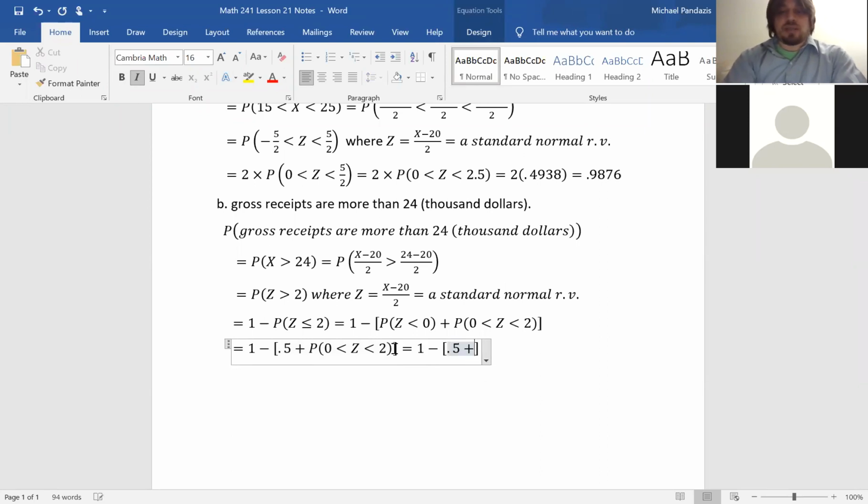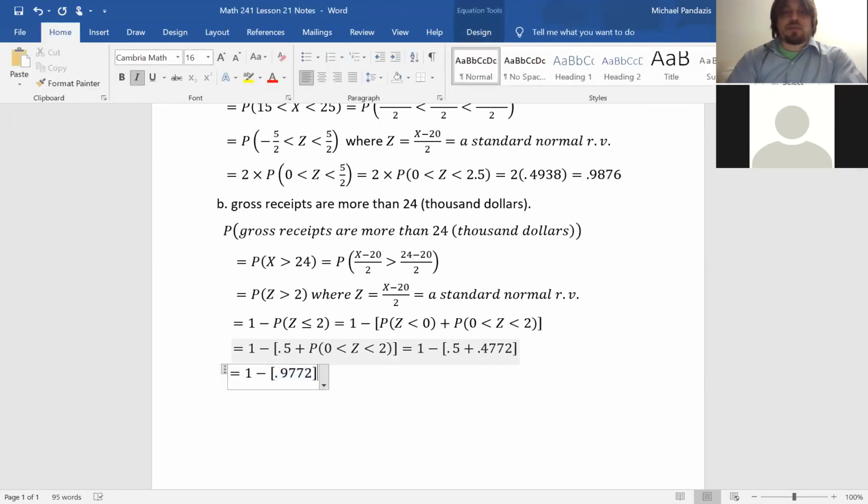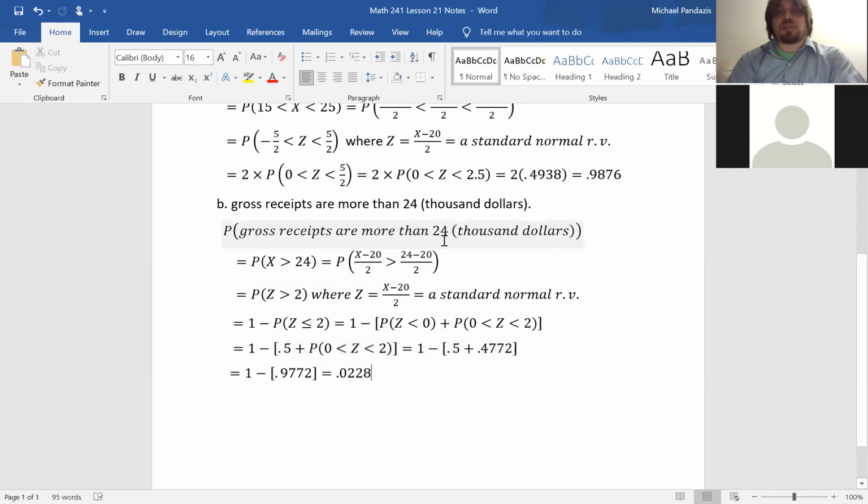Okay, so I just substituted the probability of this there. This is 1 minus, in the brackets, 0.5 plus 0.4772, which is 0.9772. 1 minus 0.9772 is 0.0228. That's the answer. So for B, the probability of gross receipts being more than $24,000 is 0.0228. Okay, and so that's A and B for example 5.17. Any questions?